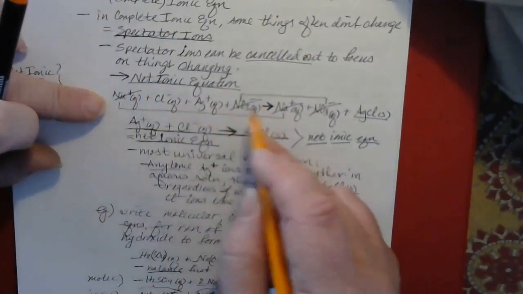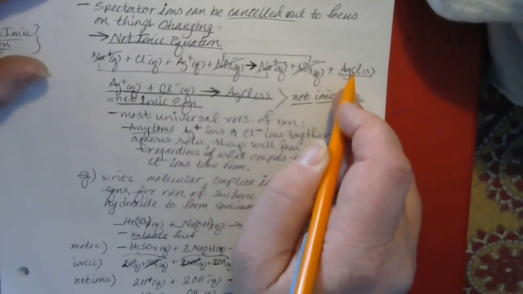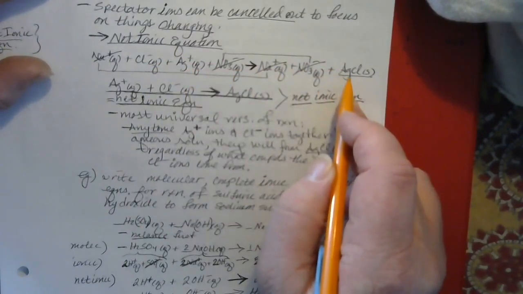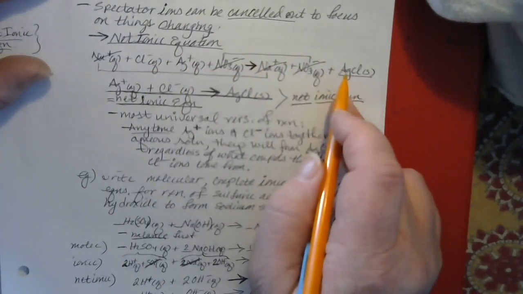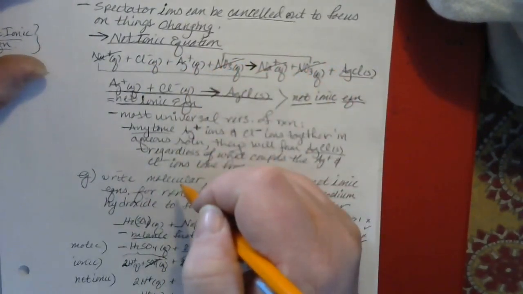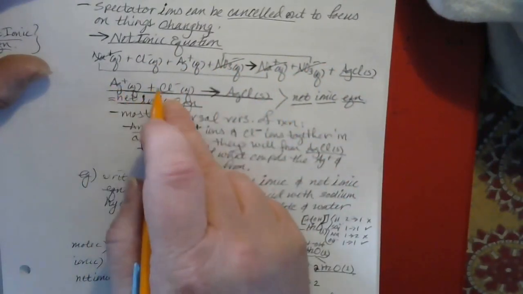So the sodium ions are not changing, so we can ignore them. The chloride ions are changing because they go in as Cl-, they come out as part of AgCl. That's a change, so we have to keep those. Ag+ ions come out as part of AgCl again, so that's a change. We have to keep those. But the NO3- ions come out exactly as they went in as NO3- ions. So those are spectator ions, and we can get rid of those. The result is the net ionic equation, which is Ag+ ions plus Cl- ions yield AgCl.